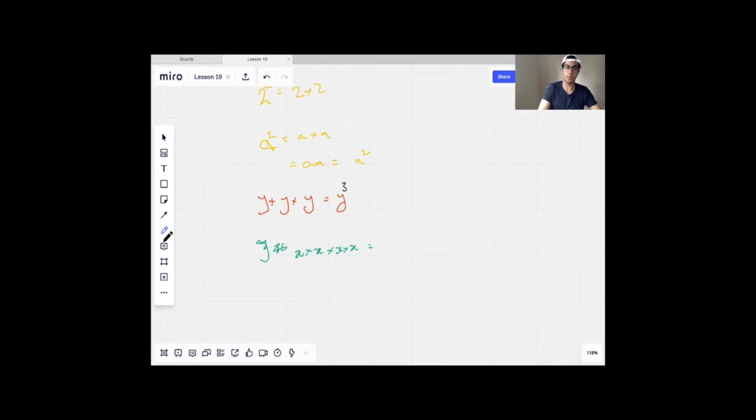Just take a minute to pause the video and think about what that might be. Well, now there are 4 x's here, right? So that would just be x to the power of 4, and that's it. It's just kind of this notation.